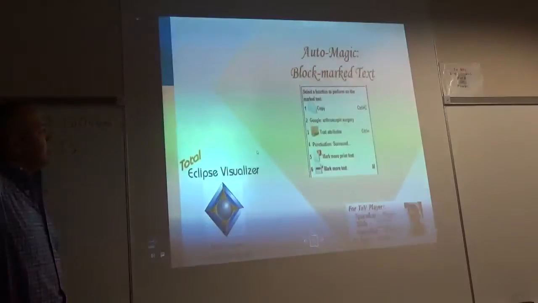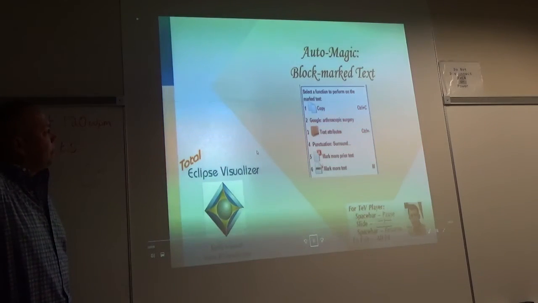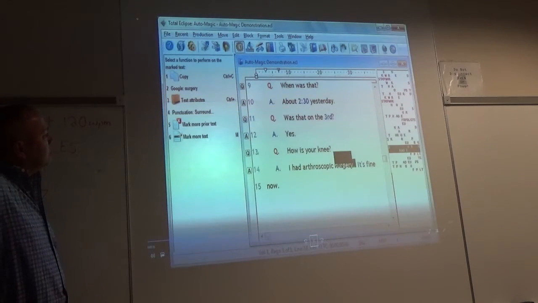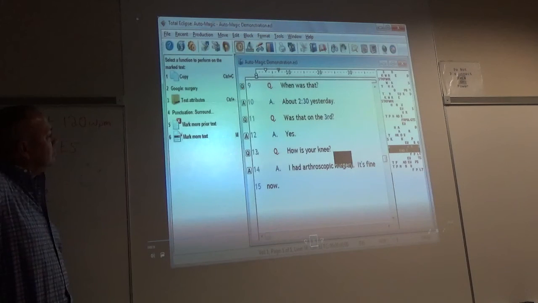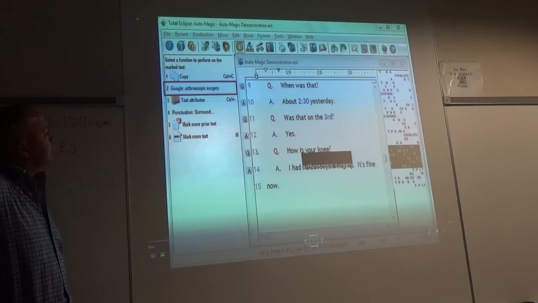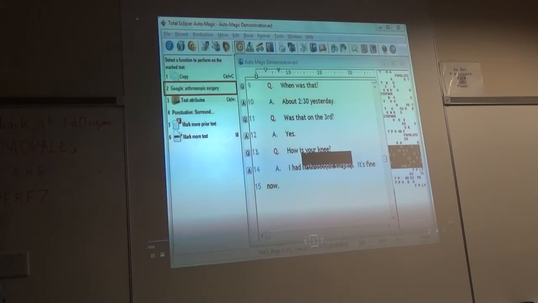Let's see some of the choices that Eclipse Automagic offers when you have block marked text. As soon as I mark text, Automagic offers me an easy way to mark more text, or to mark more prior text. Since I want to mark not just surgery but arthroscopic surgery, I could use choice 5 to mark more prior text. Now if I press 1, Automagic will copy this text to the clipboard, and the speed key for this function in the future will be Control-C. And if I press 2, Automagic will ask for a Google search on the phrase arthroscopic surgery.